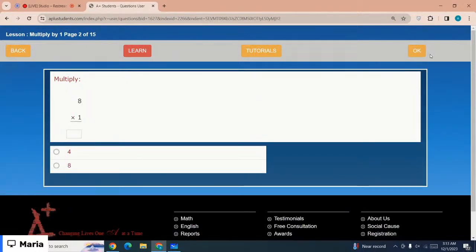The next one is 8 times 1. 8 times 1 equals. Yes, the correct option is 8. 1 times 8 equals 8.